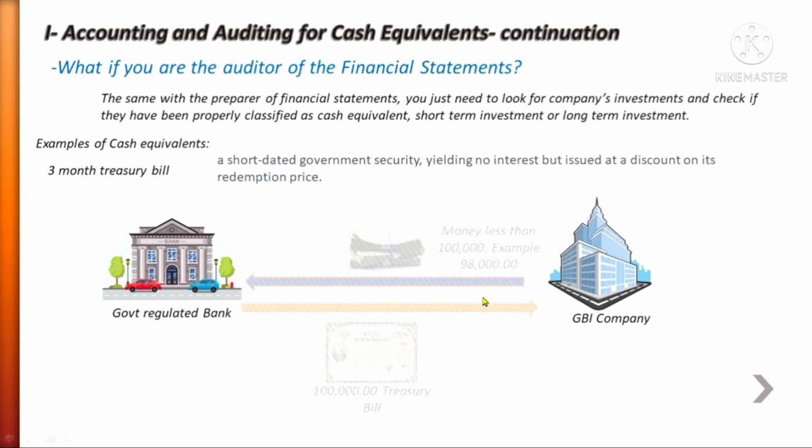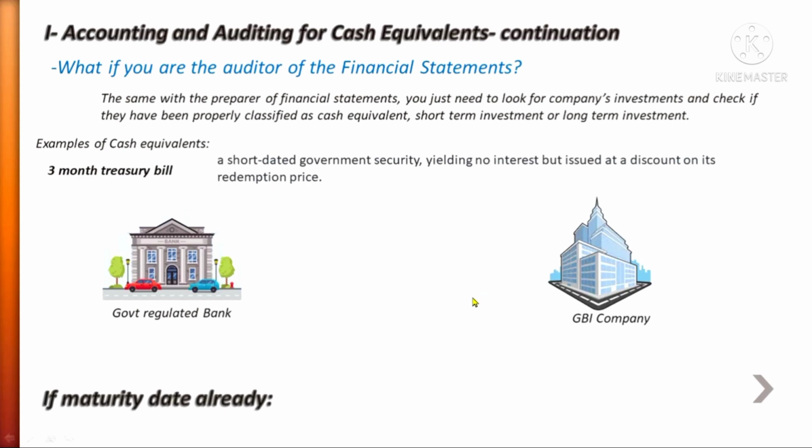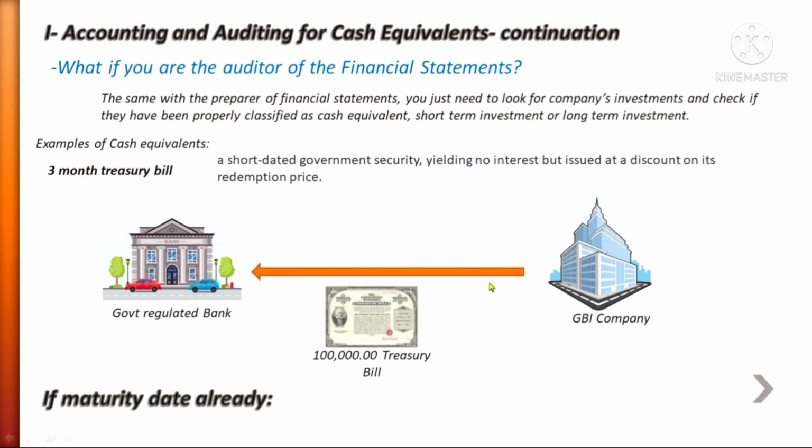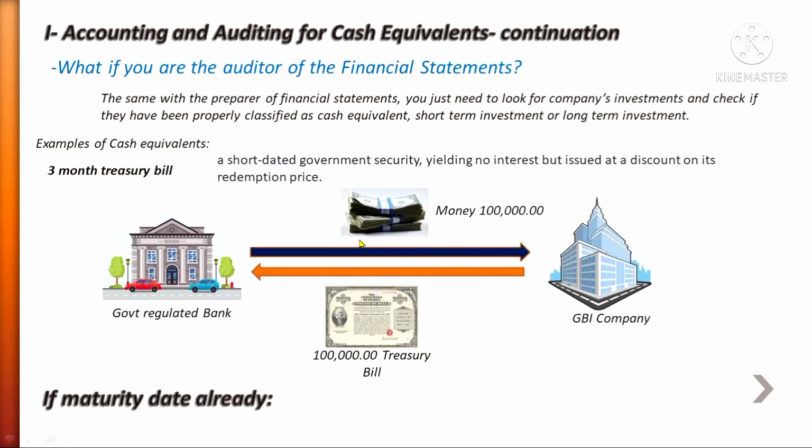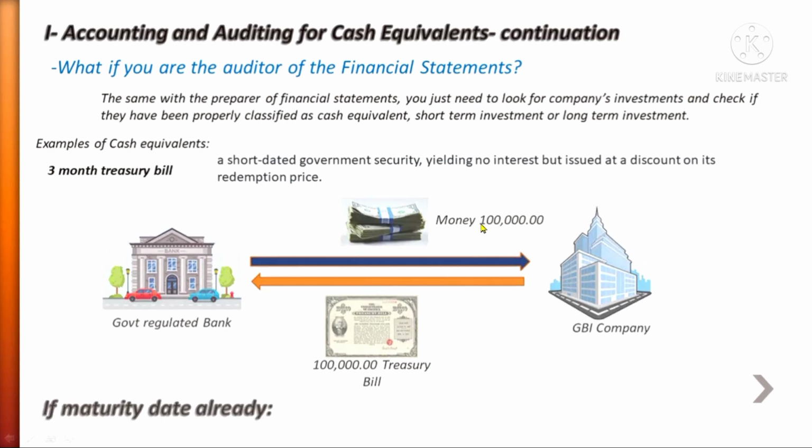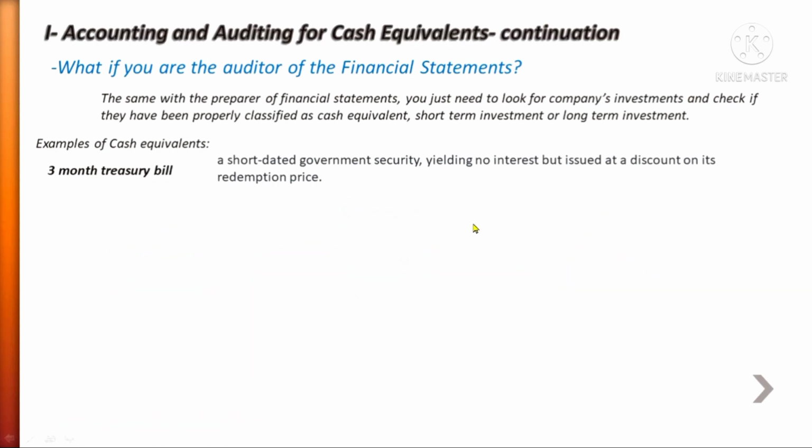Now, if the maturity date comes, this will all be reversed. We as the GBI company will give back the treasury bill and the bank will give us money. But not the 98,000 that we paid before. They are going to pay us the face value of the treasury bill. And in effect, we will earn 100,000 minus 98,000, and we will have 2,000 as a short-term profit. And that's the simple illustration of investing.